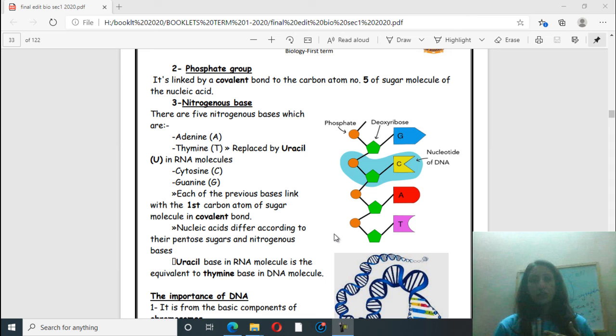The site, or the place of presence, of the DNA and RNA. The DNA is found inside the nucleus, and the RNA is transcribed from DNA inside the nucleus then transfers to the cytoplasm. What else? The function. DNA is responsible for carrying the genetic traits, and RNA has the same function plus making protein. If I ask you about the function of RNA, it's making the protein.